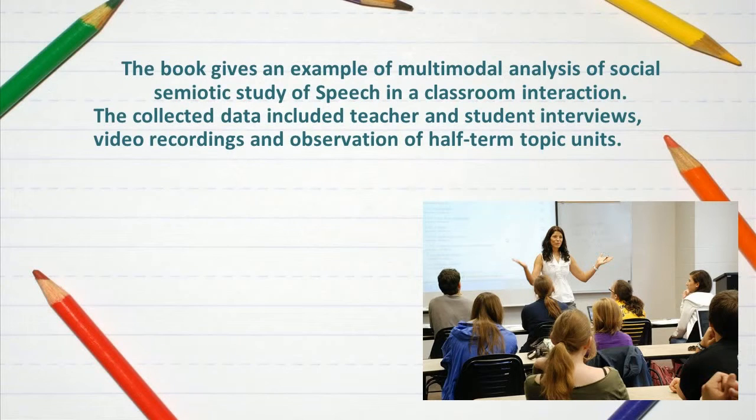The book gives an example of multimodal analysis of social semiotic study of speech in a classroom interaction. This example took a multimodal approach to address the following questions. How is English produced? What does English become when it is interactively constructed in classrooms marked by social, cultural and linguistic diversity? The collected data included teacher and student interviews, video recordings and observation of lesson units.